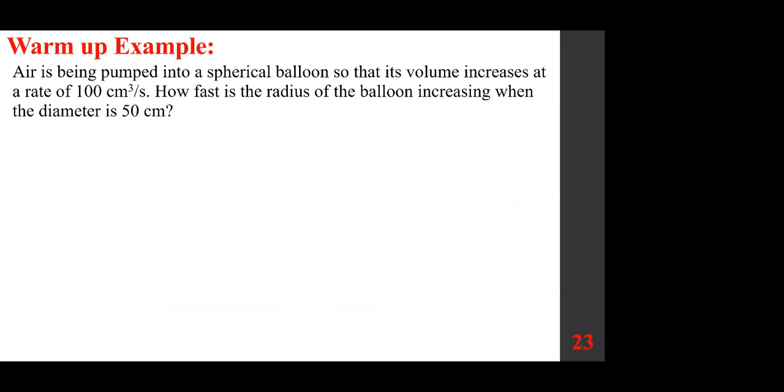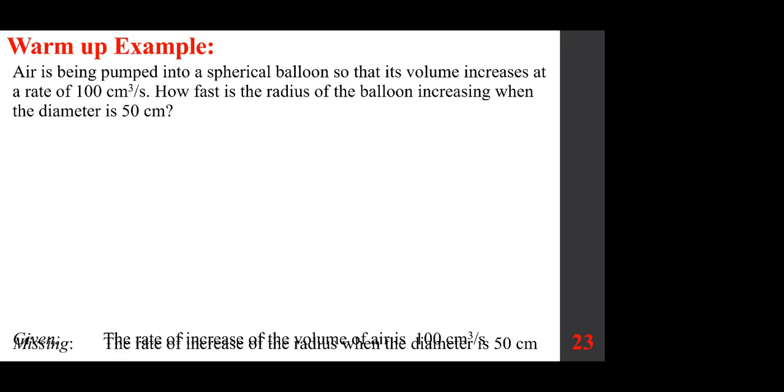Air is being pumped into a spherical balloon so that its volume increases at a rate of 100 cubic centimeters per second. We want to know how fast the radius of the balloon is increasing when the diameter is 50 centimeters. So it's important to understand a couple of things I want to discuss. Number one, let's discuss the given and missing first verbally. Remember, you're dealing with an application word problem, and a word problem ultimately requires translation. We're going to discuss that in a moment.